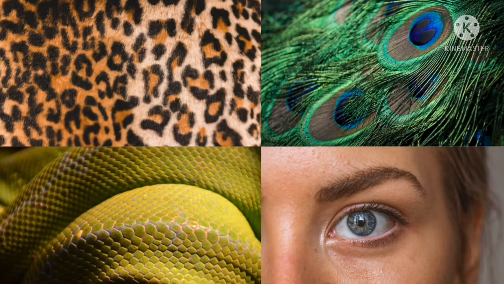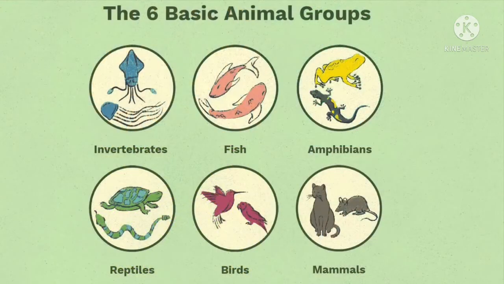Do you know if they are invertebrates, amphibians, reptiles, birds, fish, or mammals like you? Studying the physical characteristics of an animal can tell you a lot about it. We learned about invertebrates, fish, birds, reptiles, amphibians, and mammals. Have fun identifying and learning about all these animals and their traits.